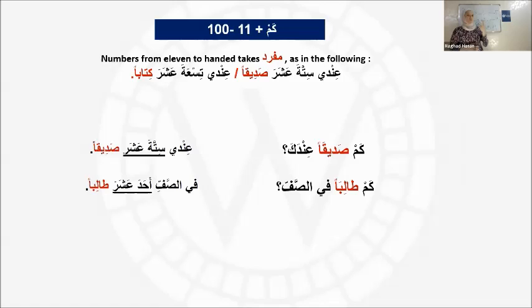Last example is kam umruka? How old are you? Umri khamsuna sanatan. Sana means year. I used sana here because khamsuna, 50, should take a singular noun. So khamsuna sanatan. I cannot say khamsuna sanawat because sanawat is plural.